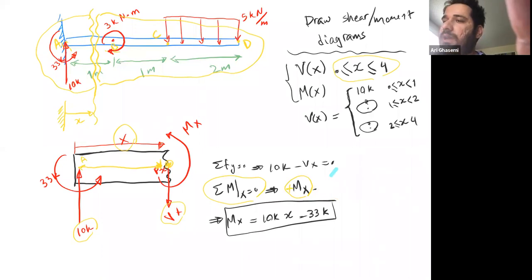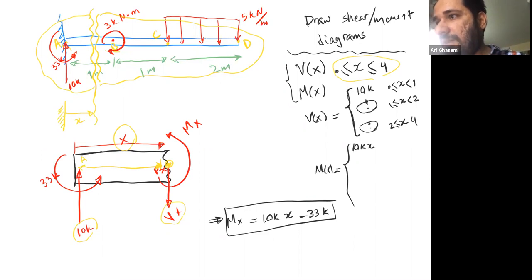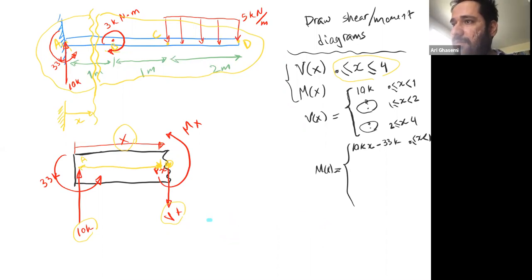I want to collect these equations. Sorry for the noise. Here we have a lot of people working around this house. So for the moment equation, we are going to have also three relations. The first one is 10K times X minus 33K, when X is between 0 and 1. Okay, and then I am going to find the other ones before I plot them, right?